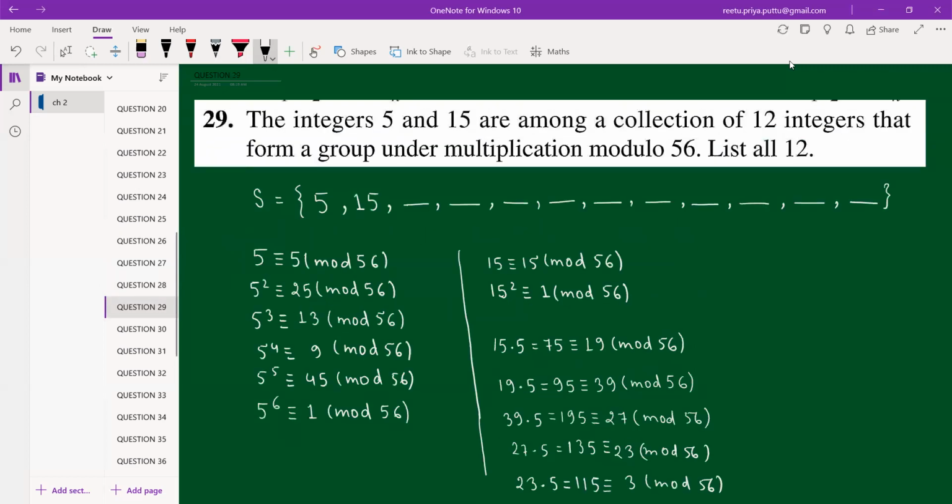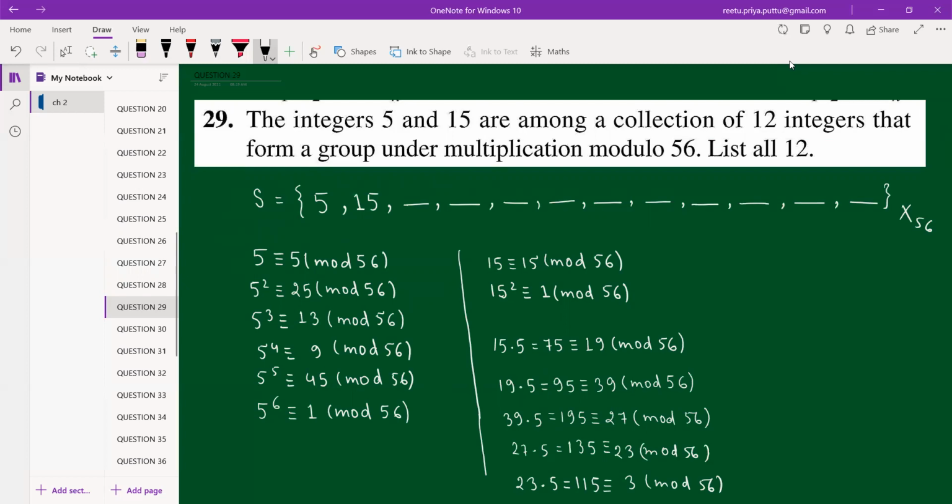Next, we move on to question number 29. So 29 is very similar to one of the previous questions that we have already solved. The question says that the integers 5 and 15 are among a collection of 12 integers which forms a group under multiplication modulo 56. So we have S, the collection of 12 elements, which forms a group under multiplication modulo 56. We want to list all the 12 elements.